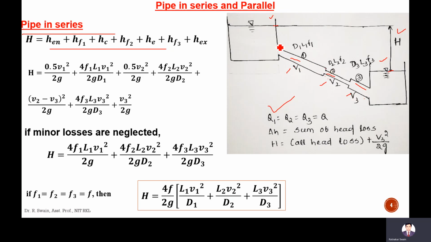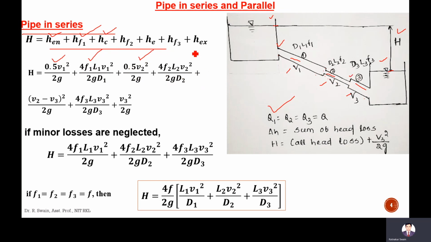Like here in this example, in the first pipe there will first be energy loss, that is the entrance loss, here H entrance, which is taken as 0.5 V1 square by 2g. Then along this length there will be friction loss HF1 equal to 4 f1 L1 V1 square by 2g D1. Then there will be contraction loss from pipe 1 to pipe 2, that is 0.5 V2 square by 2g. Then there will be friction loss for pipe 2, that is 4 f2 L2 V2 square by 2g D2.